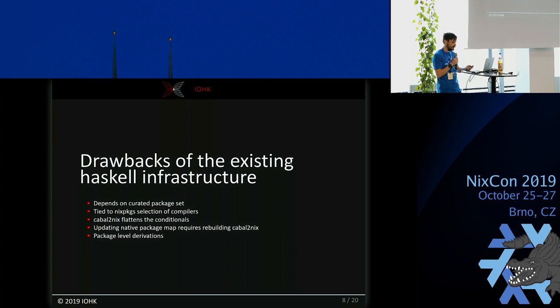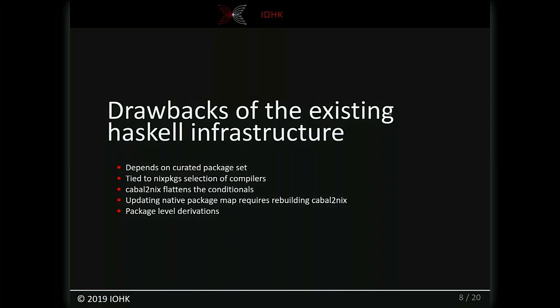Cabal to Nix resolves system library dependencies of Haskell packages to their respective NixPKG sets within the Cabal to Nix tool. This requires rebuilding the Cabal to Nix tool every time changes to this mapping are necessary.